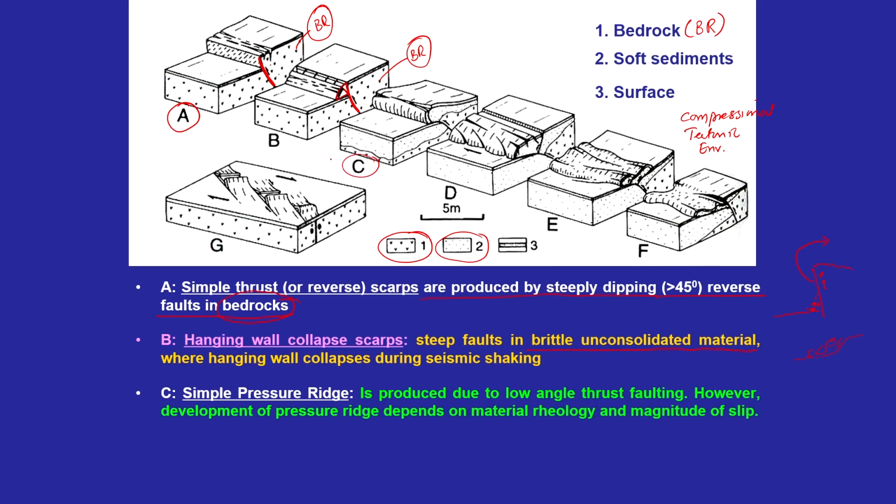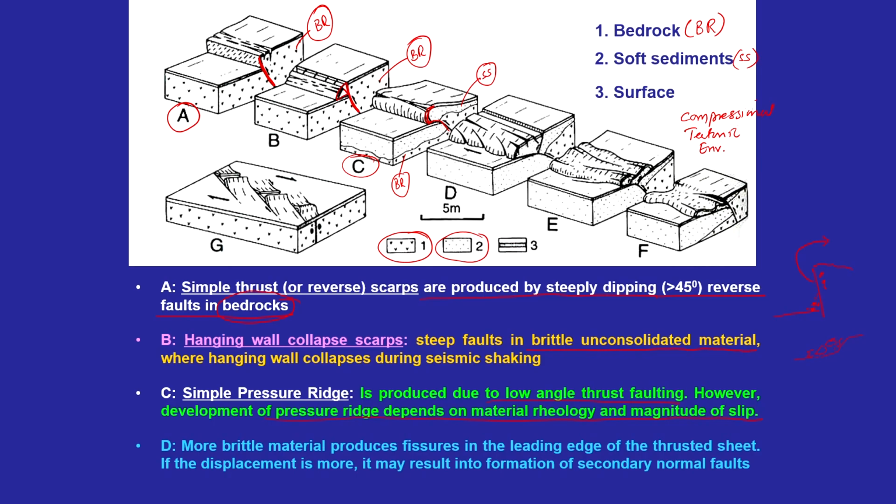C is your simple pressure ridge, and it is produced due to low angle thrust faulting. However, development of a pressure ridge depends on the material rheology and the magnitude of slip also. In the C1 figure, you have a fault and then you have a bending here, and that is exactly what we were able to see in Kutch also. Typical of that, and then what material you have: this is bedrock here, and on top you have the soft sediments.